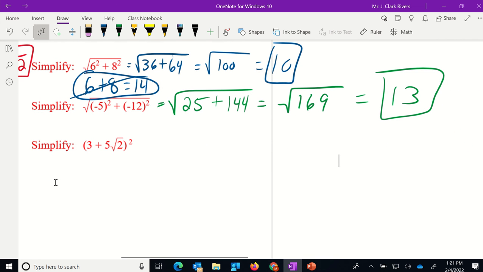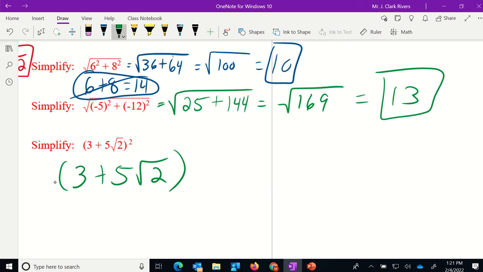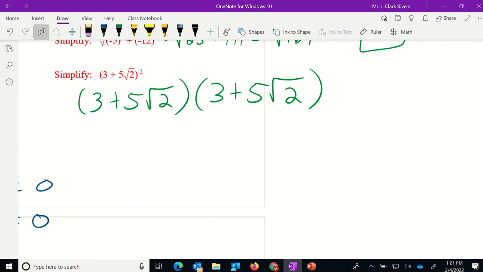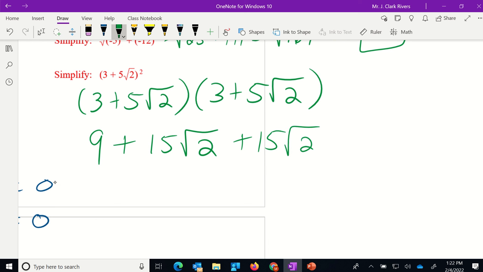All right, on the next one here, we have 3 plus 5 root 2, squared. So it's 3 plus 5 root 2 multiplied by itself. And James, what do we have to do here? So, I FOIL. What's 3 times 3? 9. O stands for outside. What's 3 times 5 root 2? 15 root 2. Yep, so plus 15 root 2. I stands for inside. 5 root 2 multiplied by 3 is 15 root 2. And then last, okay, this is a little different here.